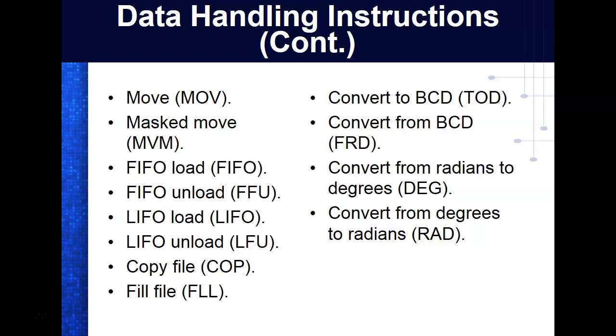TOD, this does what? Converts the binary number into a BCD number so we can send it out and display this information to you. And then FRD converts what? From BCD. And then, of course, radians and degrees. Everybody understands the difference between a radian and a degree. What's a radian? What's a degree? Anybody know?